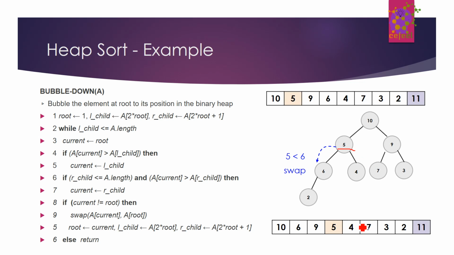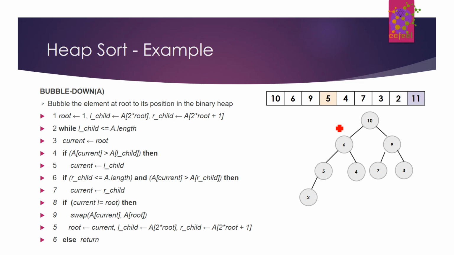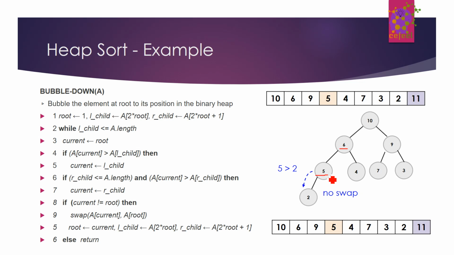Once we swap 5 with 6, 5 goes here and 6 goes here, and it looks like this. So 6 now goes up and 5 now goes down, and then we are still not done yet because 5 has another child, so we have to now compare 5 with its child and see if it is in its correct position. So we compare and we notice that 5 is greater than 2, and hence no more swaps required. We will stop here, and this means we have now placed 5 in its position.